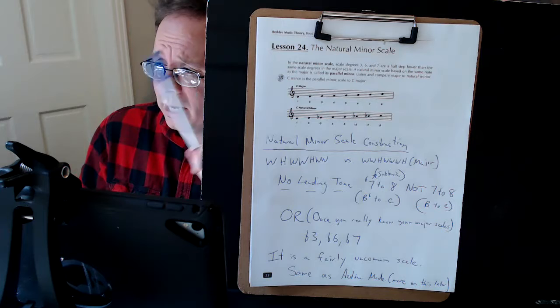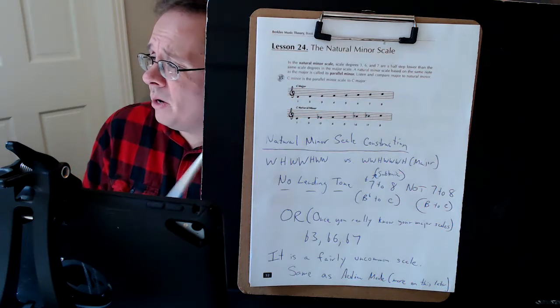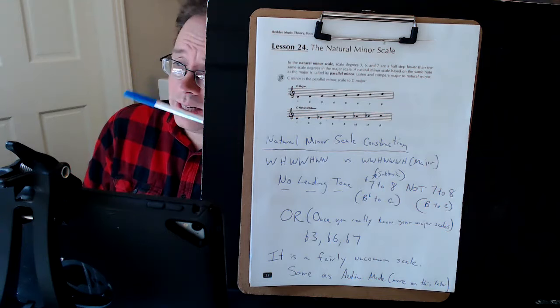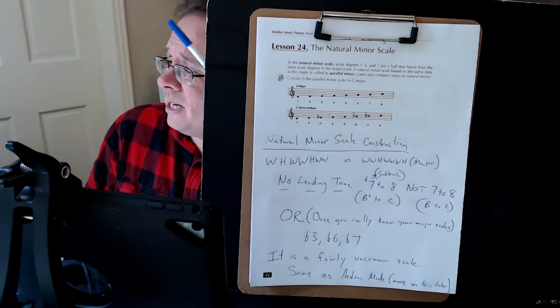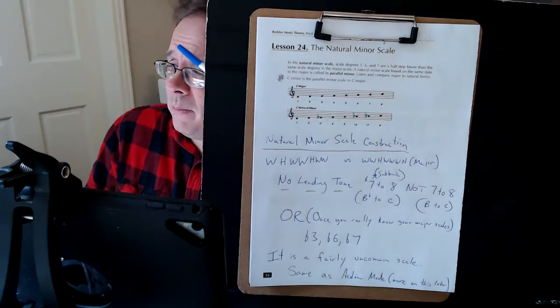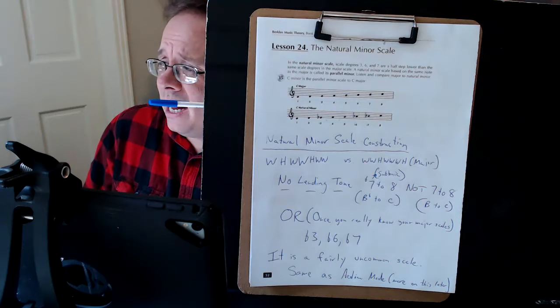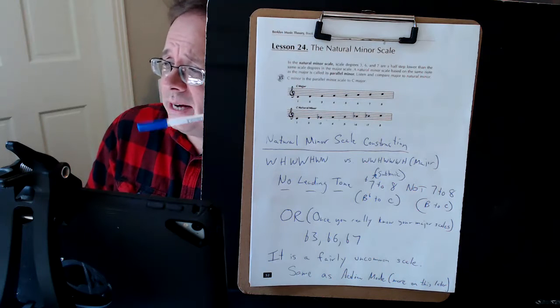And the first thing the book does is read the natural minor scale as: scale degrees 3, 6, and 7 are a half step lower than the same scale degrees in the major scale. That is all correct, okay? That's not the greatest way to explain it.